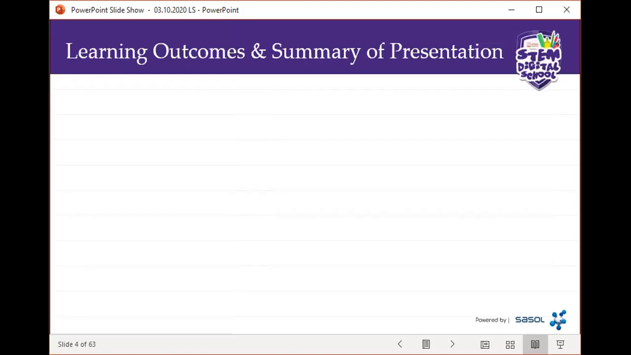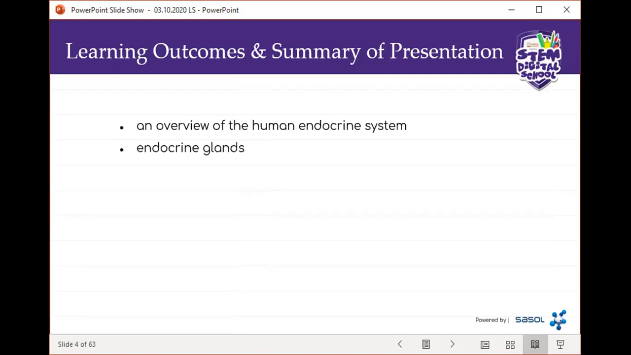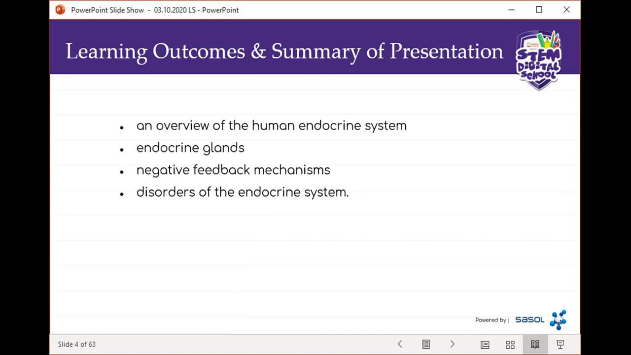Then we can get into the learning outcomes and a summary of this presentation. We'll be looking at the overview of the human endocrine system. We'll also be looking at the endocrine glands, negative feedback mechanisms, as well as disorders of the endocrine system.